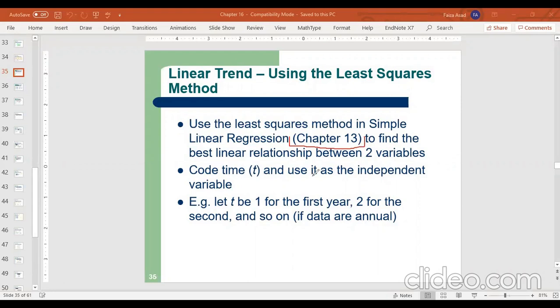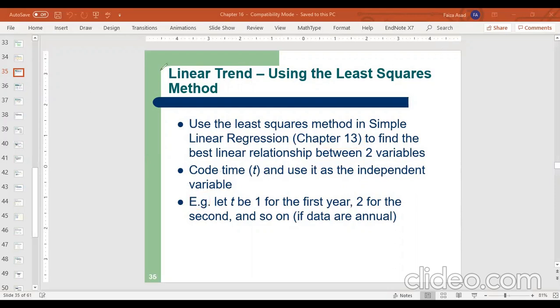Code time t and use it as the independent variable. So t is basically coded as 1, 2, 3, 4. An example is given over here: let t be 1 for the first year and 2 for the second year and so on if the data are annual. If the data is annual, we will code the first year as 1 and the second year as 2, and so on till the last year. So t is the independent variable in this situation.